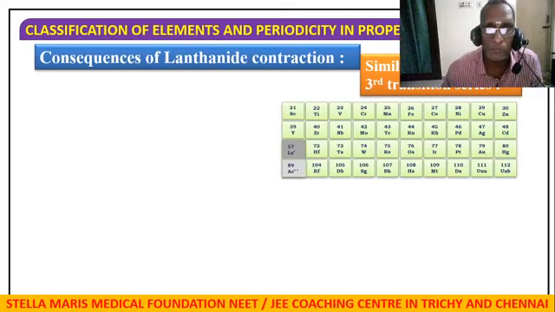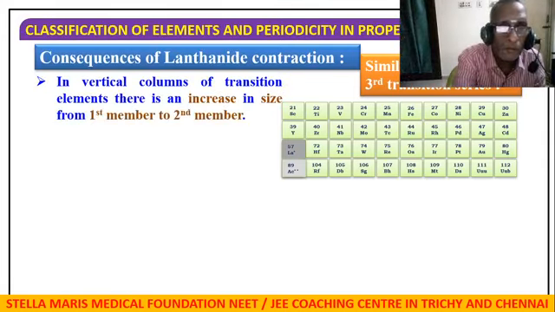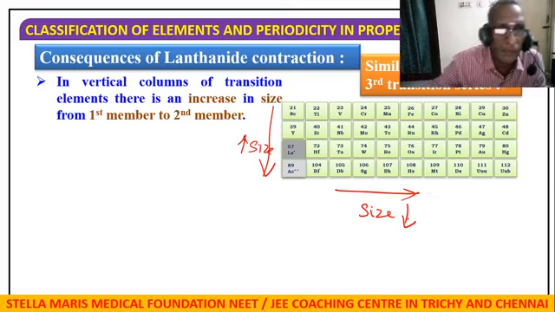Now, in a transition series, the d block elements, in vertical columns there is an increase in size, already we have seen. Along the group, size increases. Along the period, size decreases. That is why it is mentioned. Along the group, size increases. Along the period, size decreases. But here they are in the same group.